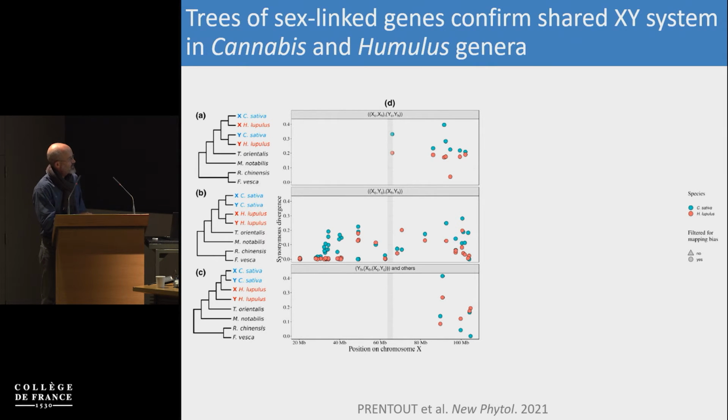And here you have the position of the genes on the X chromosome. And we found that the genes that have this topology, they map to the regions with the highest level of divergence. And these genes that have this topology, they map a bit everywhere.